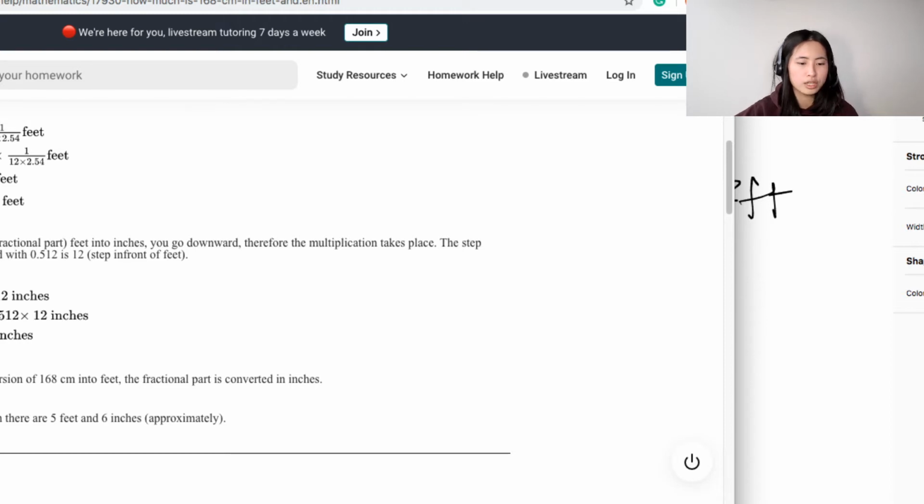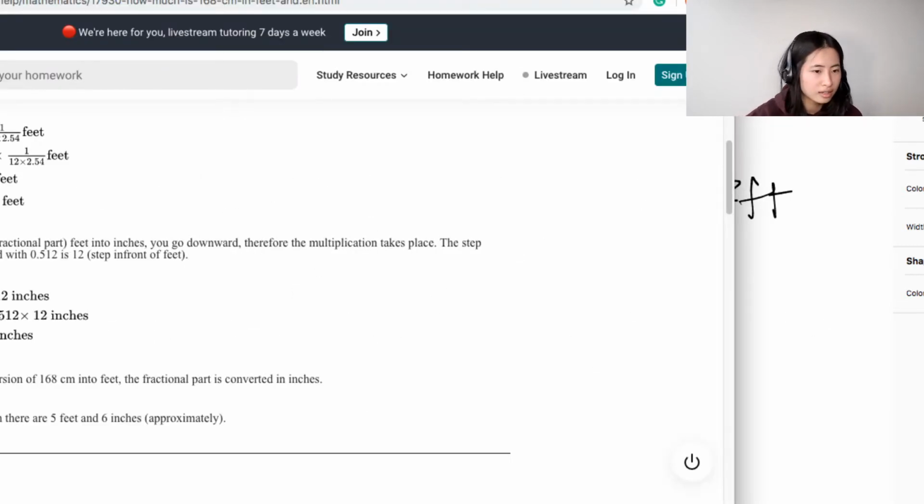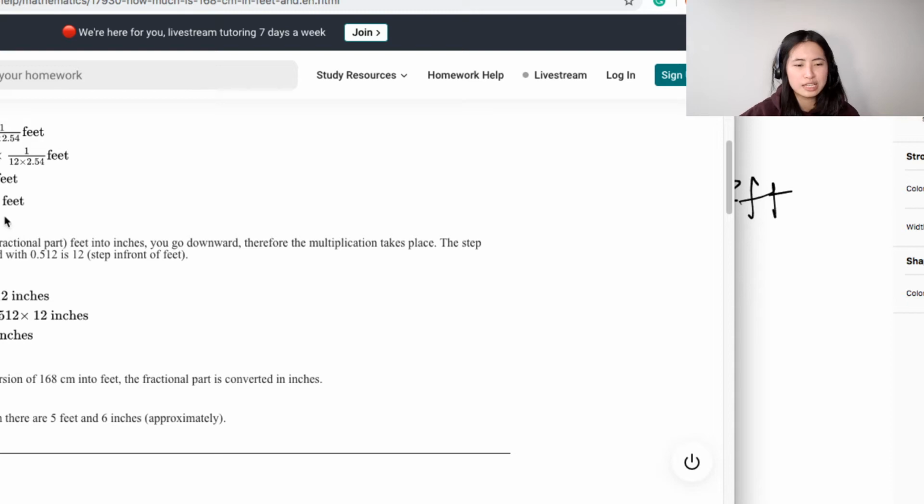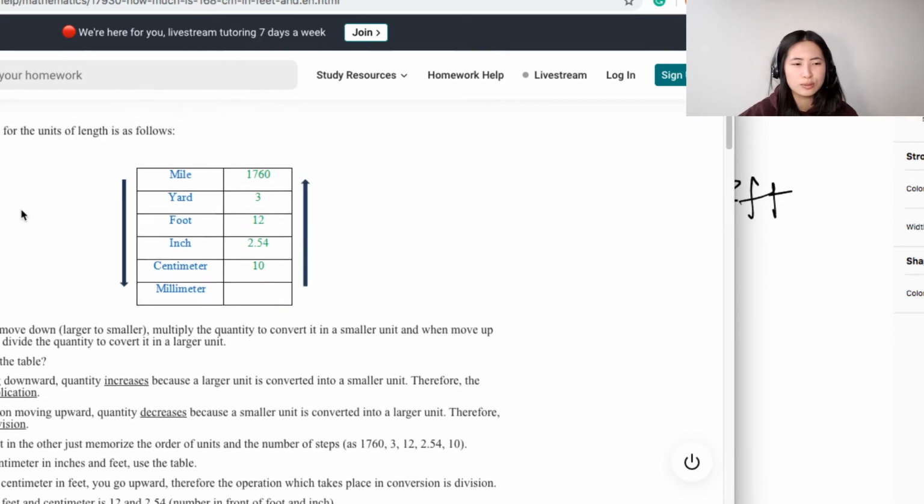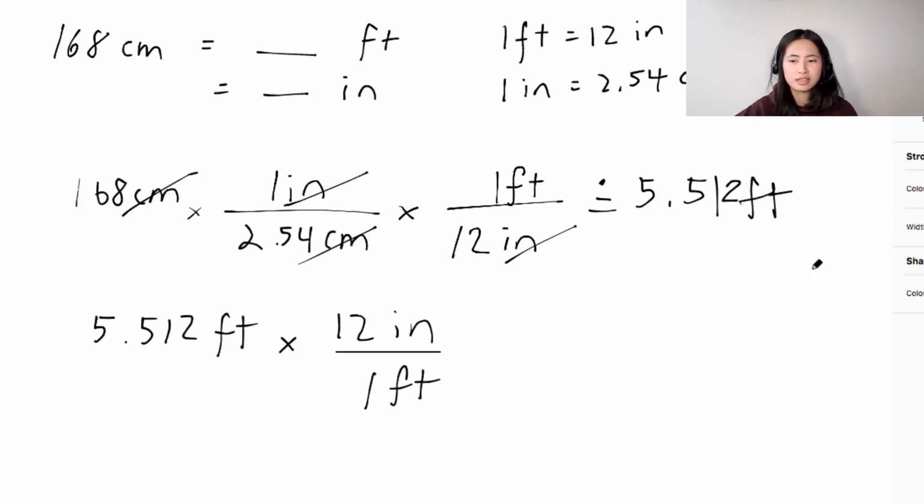Yeah, they're trying to convert this into inches, right? So you have 0.512 feet. Okay, so I don't really see a point of converting this into inches, because first of all, they're not really asking you to convert the 0.512 into inches. It just goes back to the question, right? It says how much 168 centimeters is in feet and inches. So essentially, you don't want to convert this amount of feet into inches.